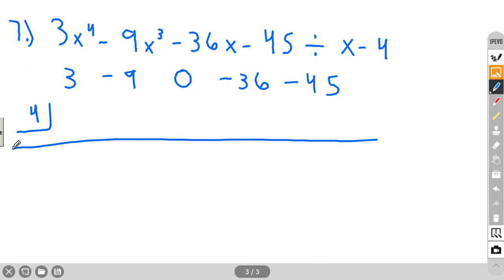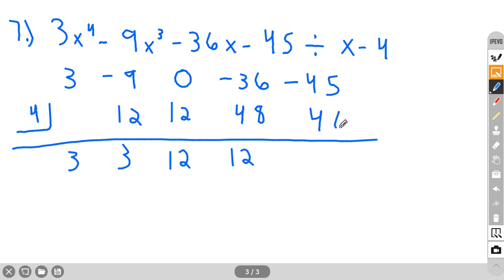Now to go ahead and do your synthetic division, you bring down the first term, which is 3. You multiply and add. 4 times 3 is 12. Negative 9 plus 12 is 3. 0 plus 12 is 12. Multiply 4 times 12 is 48. Negative 36 plus 48 is going to be 12. And then 4 times 12 is 48. And negative 45 plus 48 gives you a remainder of 3.